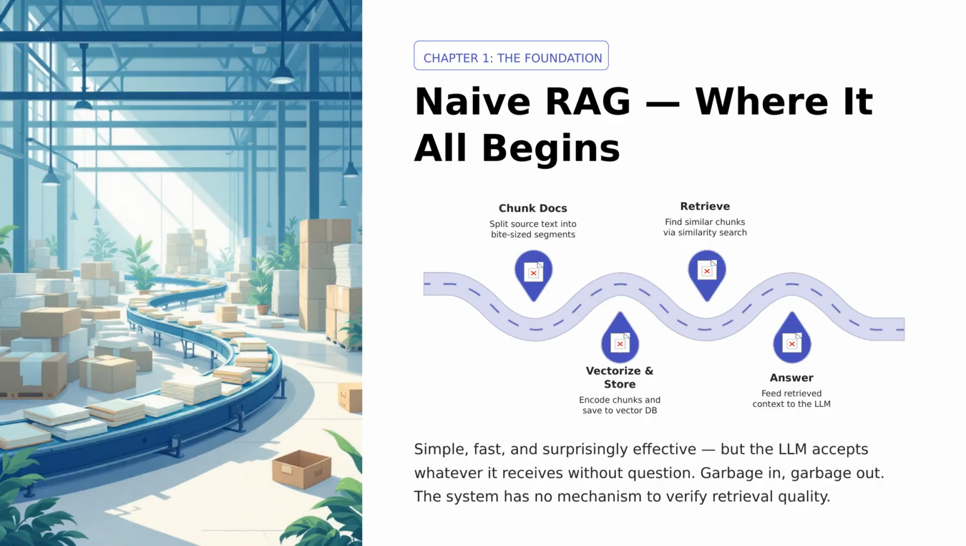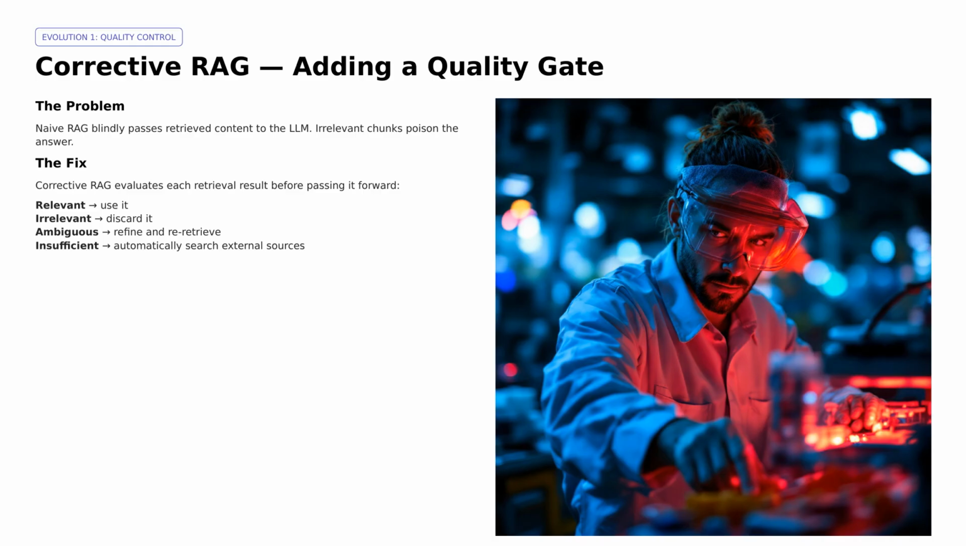Welcome to Chapter 1, The Foundation, where we explore naive RAG. This process begins by chunking documents into manageable segments. These segments are then vectorized and stored in a vector database. Through a similarity search, we retrieve chunks that closely match the query. The language model then uses these to generate an answer. It's a simple and fast approach, but remember, if low-quality data is retrieved, the output will also be compromised.